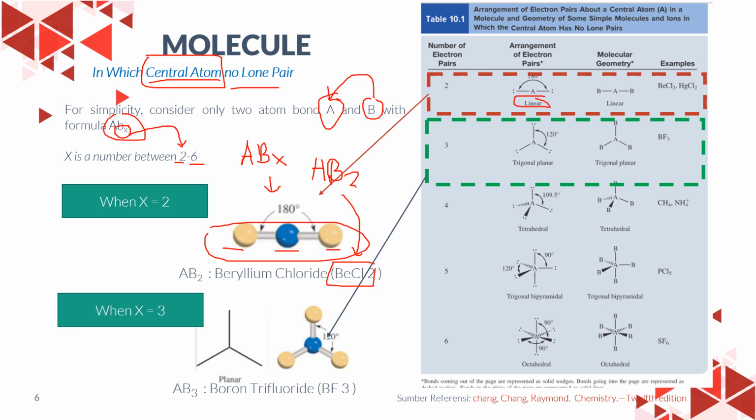Next, when I change the integer X to 3, our configuration will be AB3, a central atom bonded to 3 atoms. For example, BF3, boron trifluoride. We can see here boron doesn't have any lone pair, so the three-dimensional space around the boron is divided equally by 3 atoms, which makes the molecular geometry of BF3 trigonal planar.